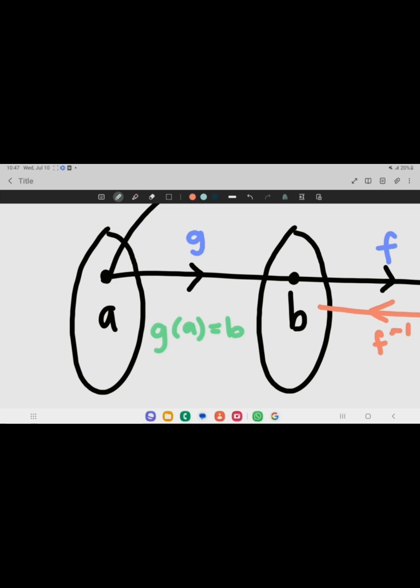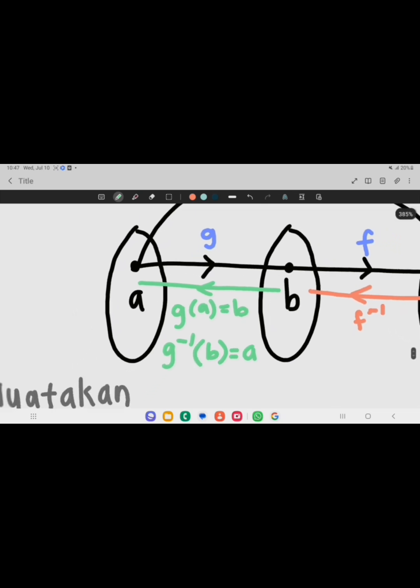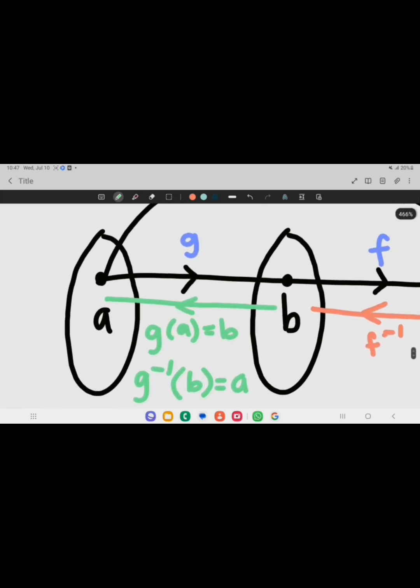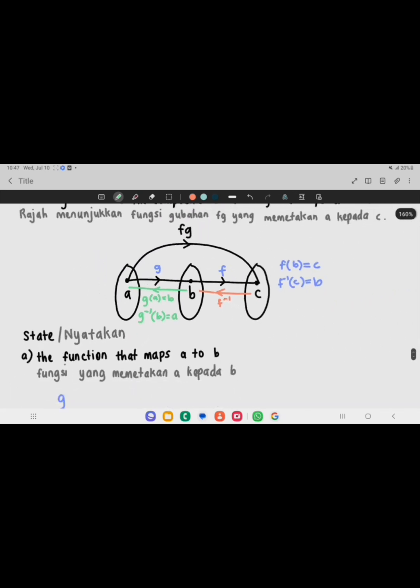Then how about the inverse function of G? Inverse function of G, it must be in reverse direction. So it must be from B to A. So when your B maps to the A, the B must be inside the bracket, and the A you must write after the equal sign. So this is how to do it.